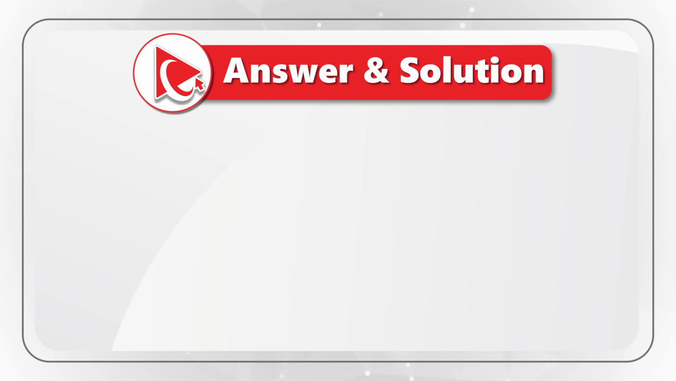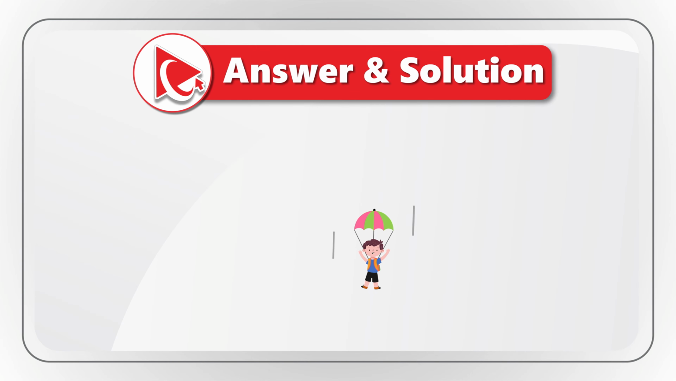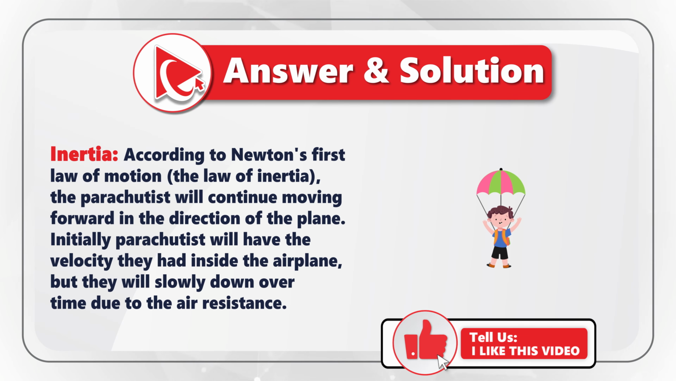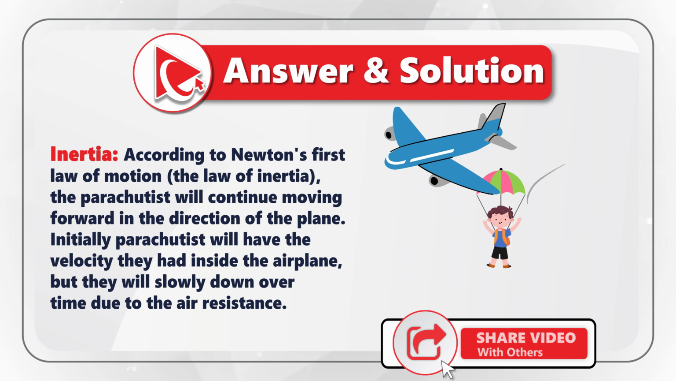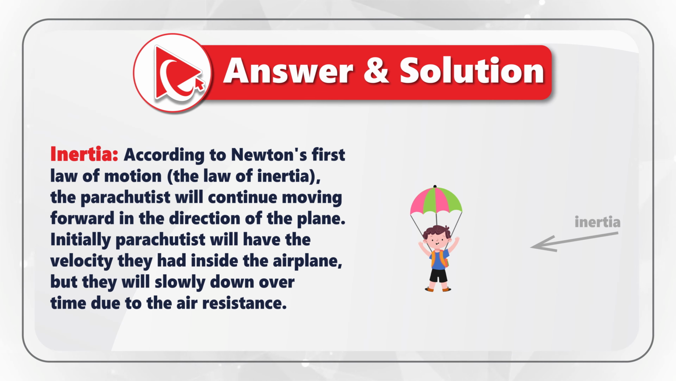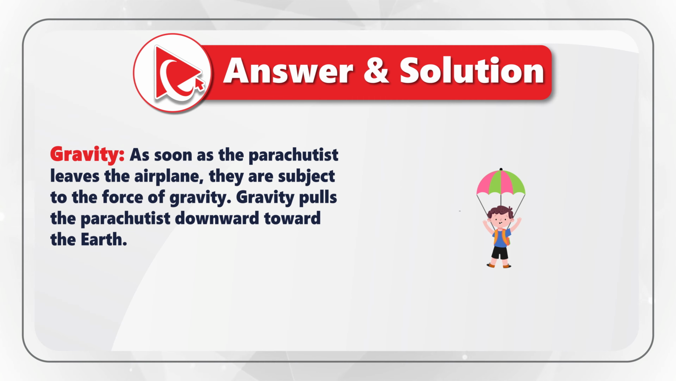When the parachutist is inside the plane, both the parachutist and the airplane are moving together in the same direction. When the parachutist jumps from the plane, there are multiple forces that will determine the trajectory. Number one is inertia. According to Newton's first law of motion, the law of inertia, the parachutist will continue moving forward in the direction of the plane. Initially, the parachutist will have the velocity they had inside the plane, but they will slow down over time due to air resistance.